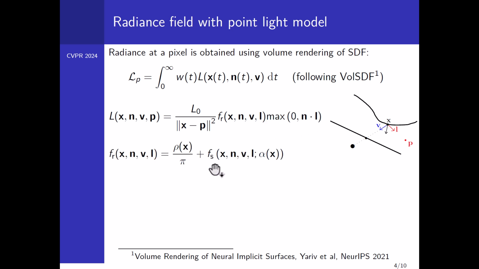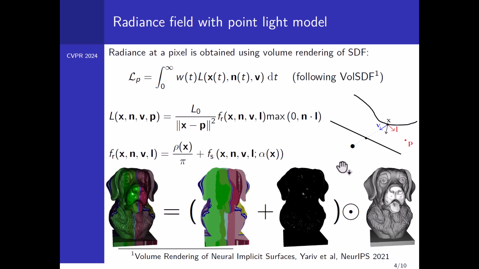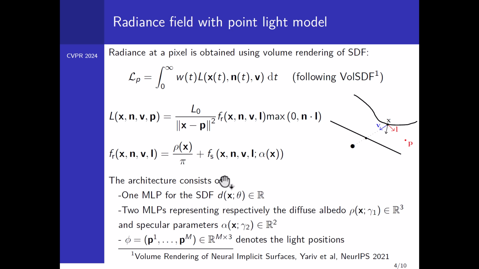The BRDF can itself be decomposed into two parts, a diffuse part and a specular part. This can be visualized in the following figures, where we can see that the diffuse part corresponds to the true color of the object, and the specular part encodes the specularities. And here we have the visualization of the shading. So in the end, our architecture consists of one MLP for the signed distance field and two MLPs, which represent respectively the diffuse albedo and the specular parameters. And we also have the light source positions that will be trained together with the MLPs.